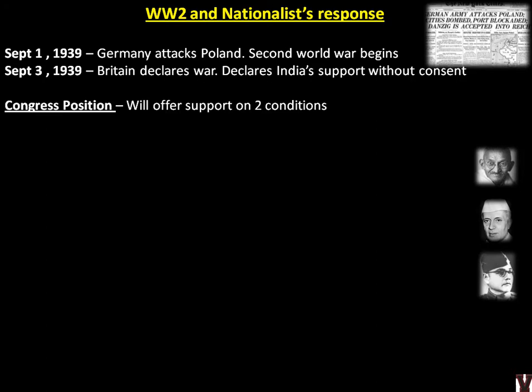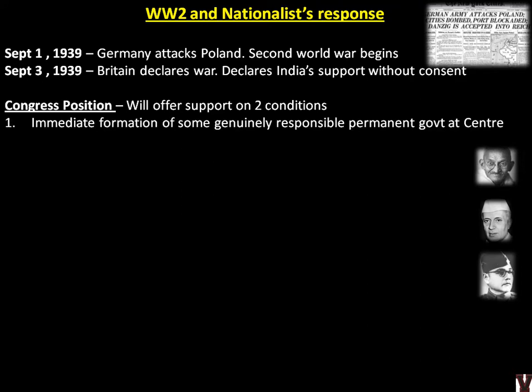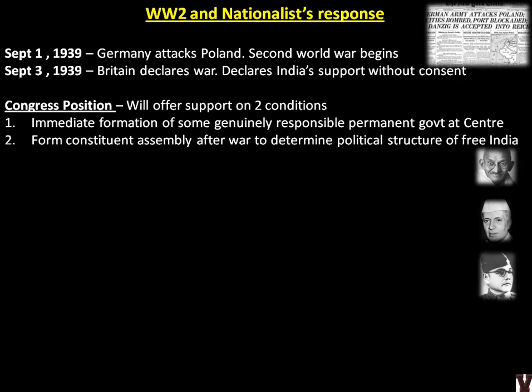So Congress had different positions actually. They told they will support on 2 conditions. First is immediate formation of a genuinely responsible permanent government at the center. And second, form a constituent assembly which will be drafting the constitution of India after the war gets over, to determine the political structure of free India. So this was the Congress position and their 2 conditions, but each leader had a different viewpoint also.